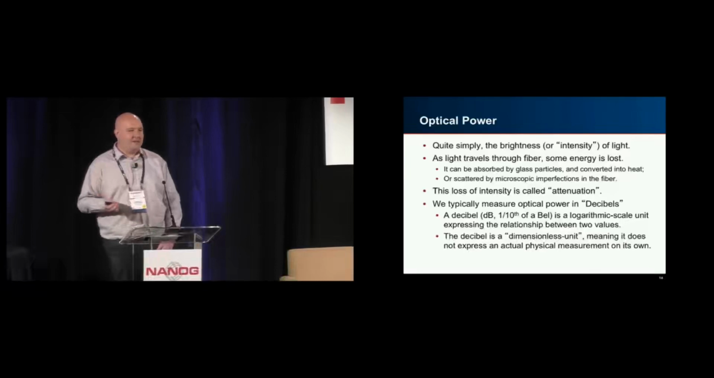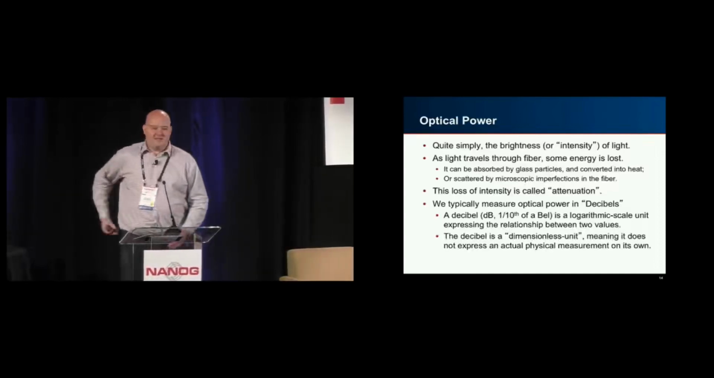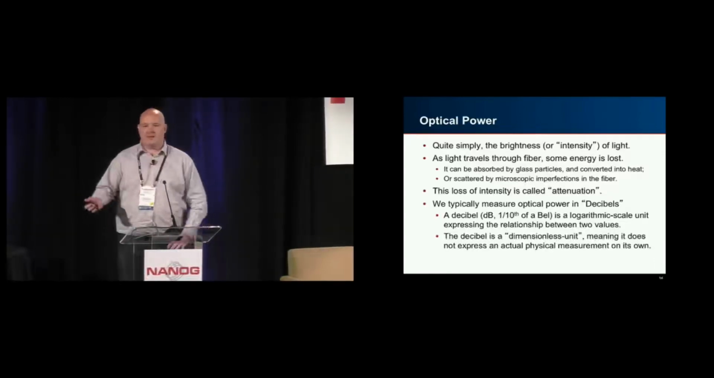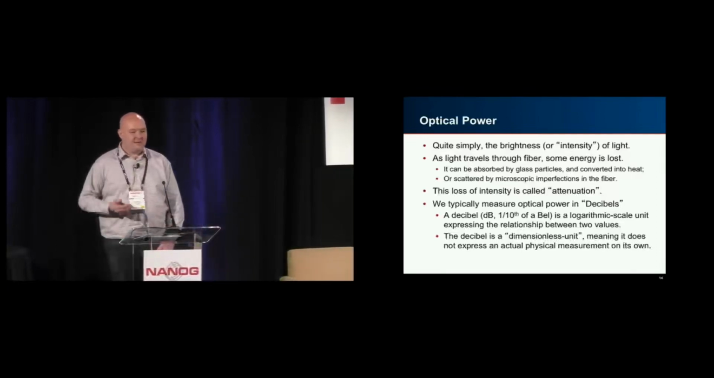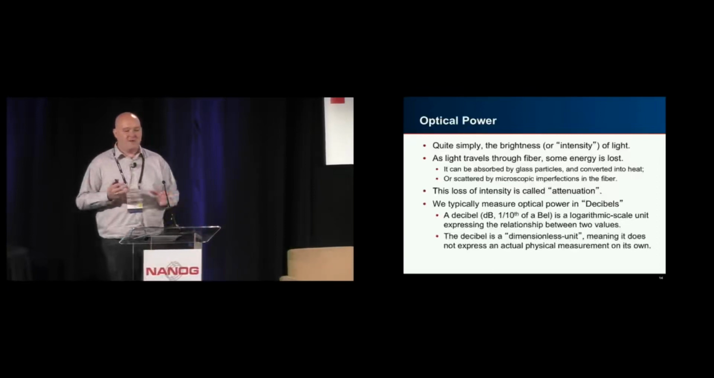So that can be it being absorbed as it hits the glass particles and kind of gets converted to heat. It can actually not be perfectly reflected back into the fiber due to microscopic imperfections. And we call this loss of intensity attenuation, and we measure that in decibels. So it's the same decibels that you use when you're measuring sound. And a decibel is a logarithmic scale unit. So a decibel doesn't actually tell you anything on its own. It's what's called a dimensionless unit. So all it does is express a ratio between two other things.